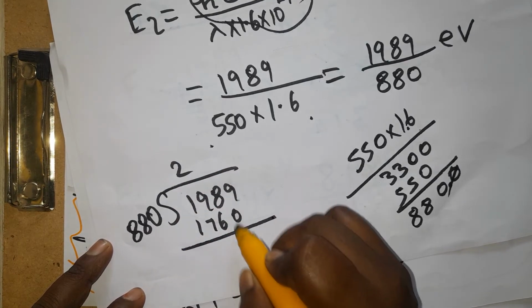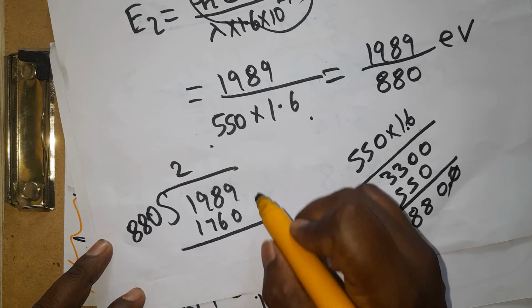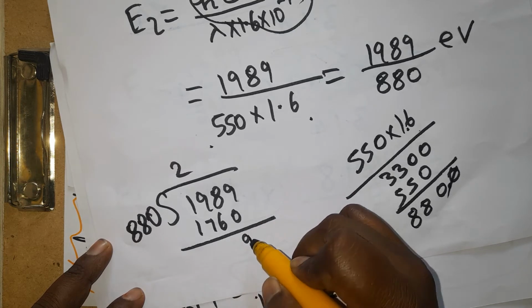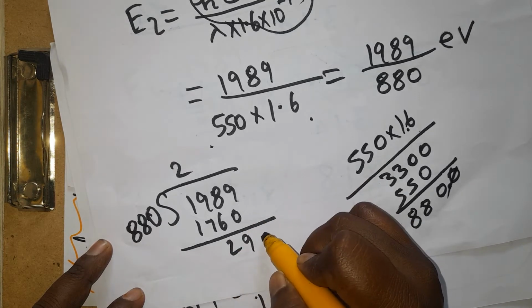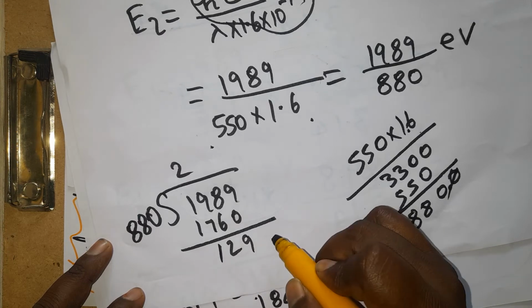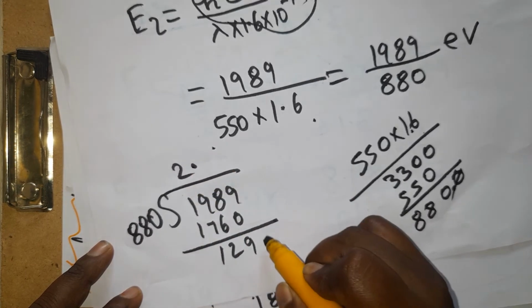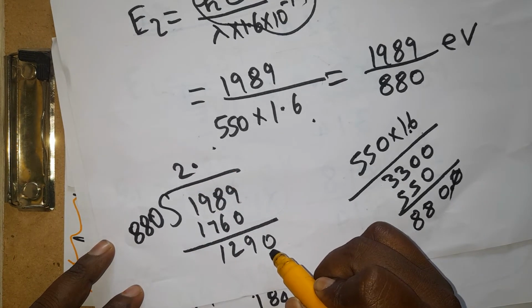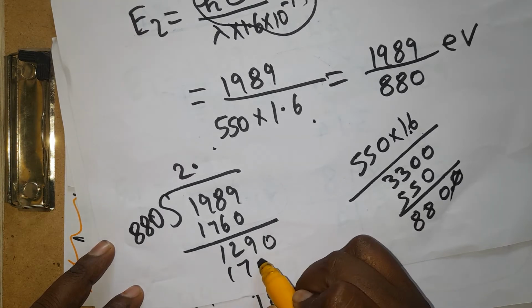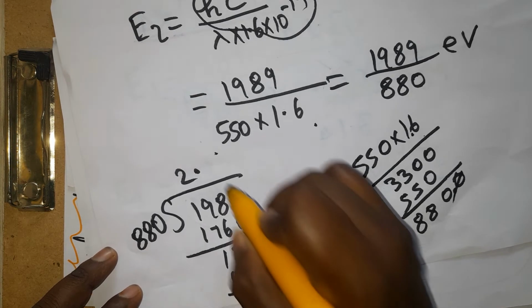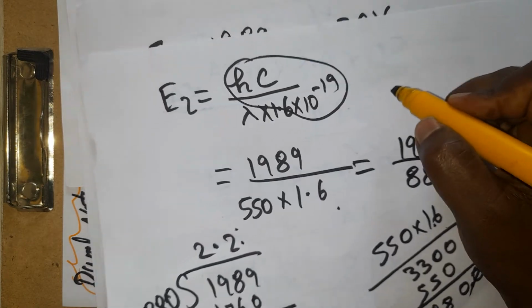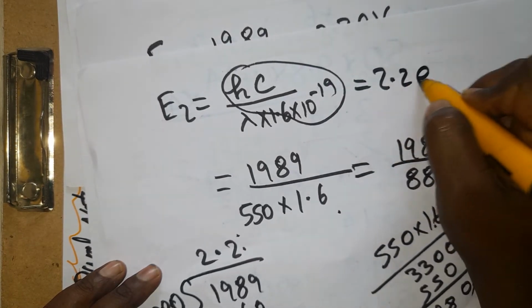Okay, so subtraction will give us 9 2 1. Okay, again point 0 1 7, 6 zeros, again 2 times. Okay, so the answer for this E2 is 2.2 eV.